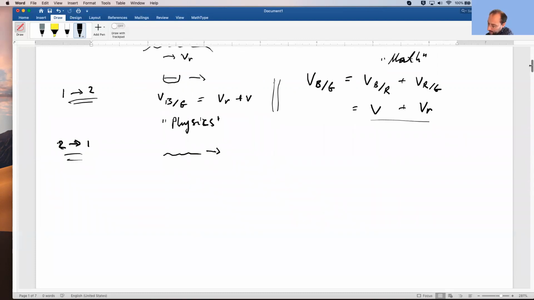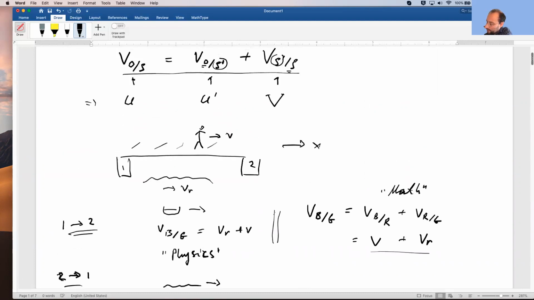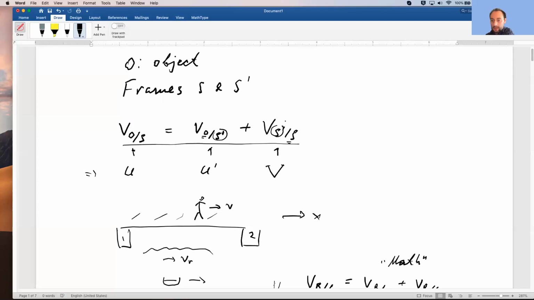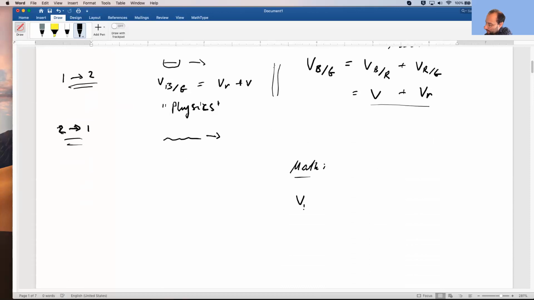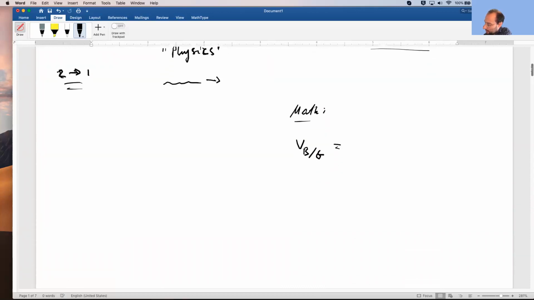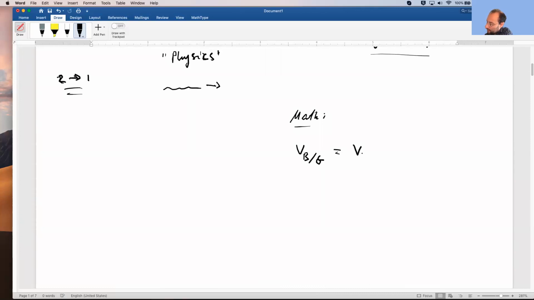Okay, so let's just apply the math. I'm going to use this form of the velocity transformation. The velocity of the boater relative to the ground, let's say you didn't see this, equals velocity of the boater relative to the river plus velocity of the river relative to the ground. Okay?